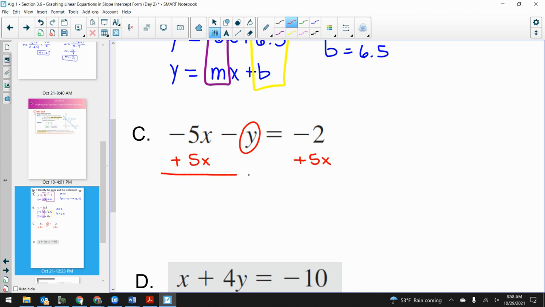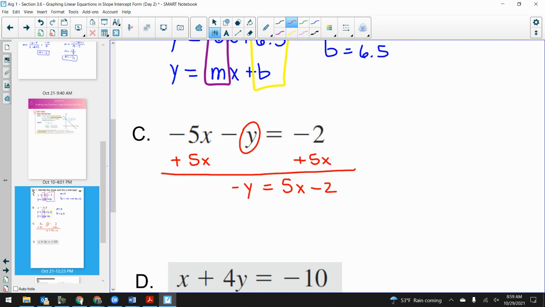This was called solving for a variable earlier on this year. We get -y is equal to... Now, earlier on in the year, I would have said that this was -2 plus 5x. Now that I know better, now that I'm using slope-intercept form, now that I know that my x should come first in this equation, I'm going to write my 5x first and then bring down my -2. Because I'd like it in the slope-intercept form, mx plus b, putting the x first.